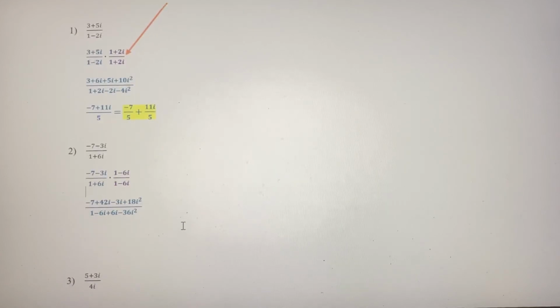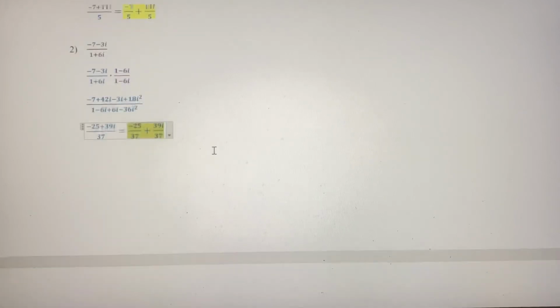So when I plug in -1 for i squared and simplify, I should get the following: -25 plus 39i over 37. And now we want to write that as a complex number like we did here in the form a plus bi. And I get -25 over 37 plus 39i over 37. All right, one more, looks a little bit different.